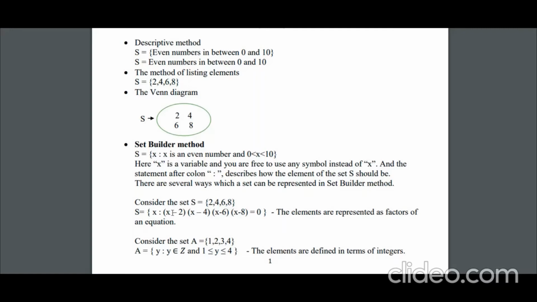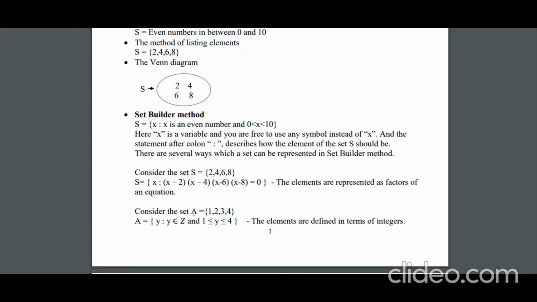So there's no one method, and you can use different letters, a, b, x, y, anything, for describing a set builder method. Another example, if we have set A is equal to {1, 2, 3, 4}, the set builder method would be y such that y is an element of Z. This symbol represents the integers, and y is between 1 and 4. So here we did not use the equal sign, here we use the equal sign. There are different ways of describing sets.